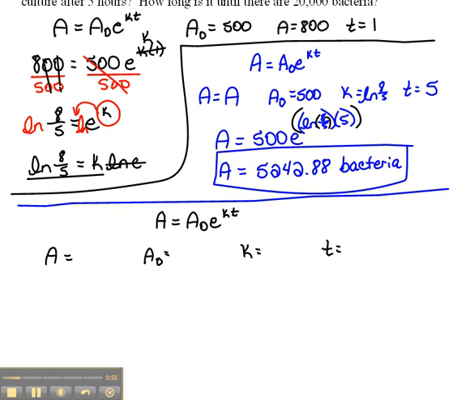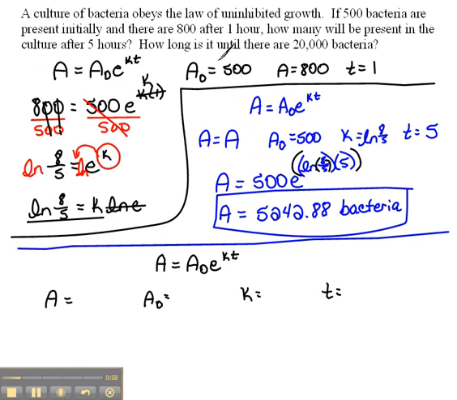Well, this problem said, how long is it? So our question here is to solve for time. That's what we don't know, so let's just keep that as t as our variable. Until there are 20,000 bacteria, so 20,000 is our amount after time. Well, we need to know how much we started with, and that was 500.